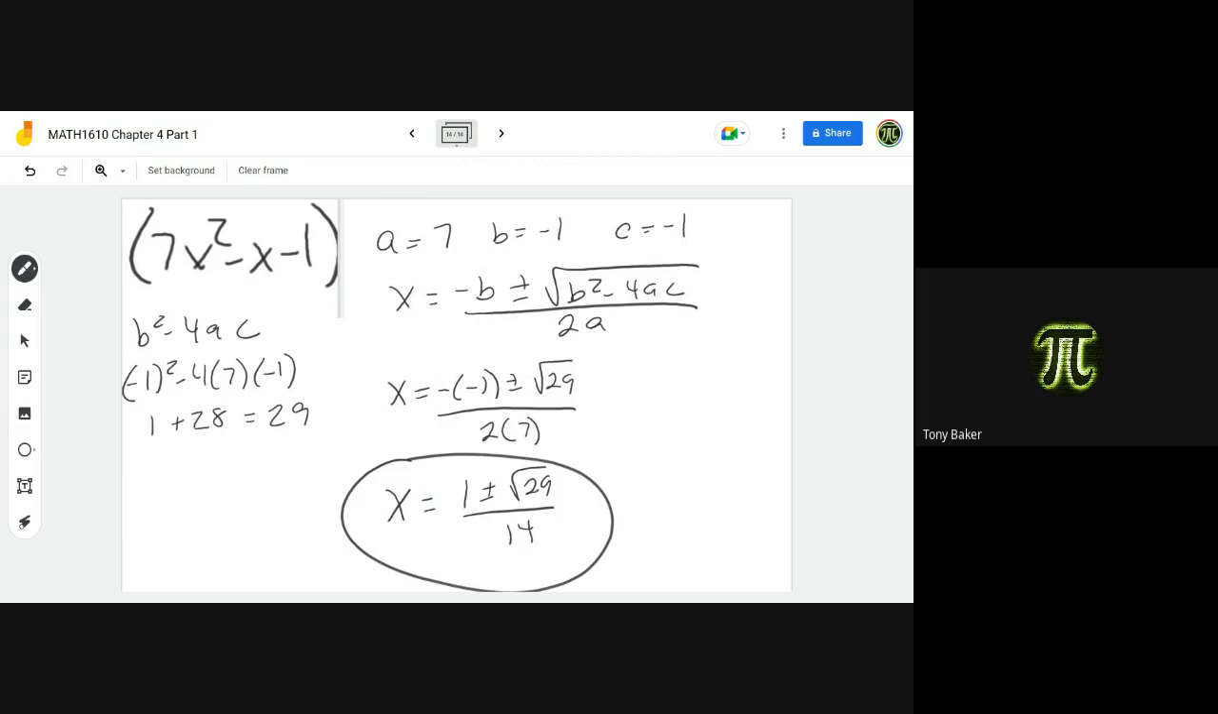A little simpler than writing out the entire quadratic formula and simplifying it down step by step by step. Okay? Those are my other two zeros. So I've got 2, 5, and 1 plus the square root of 29 over 14, and 1 minus the square root of 29 over 14. Those are my 4 zeros.